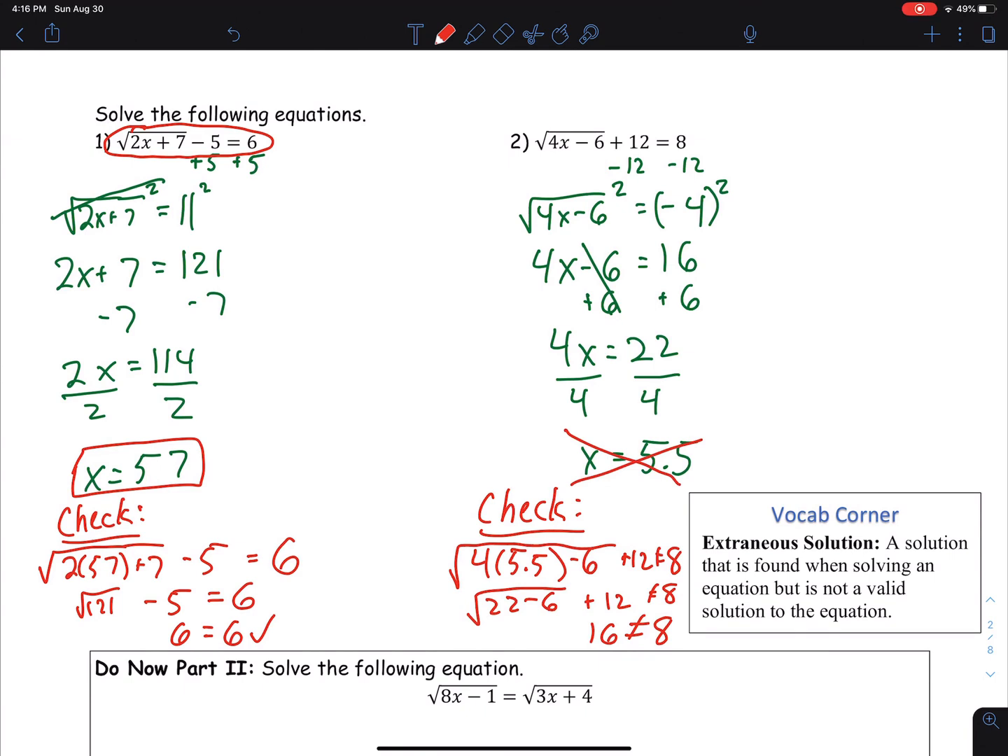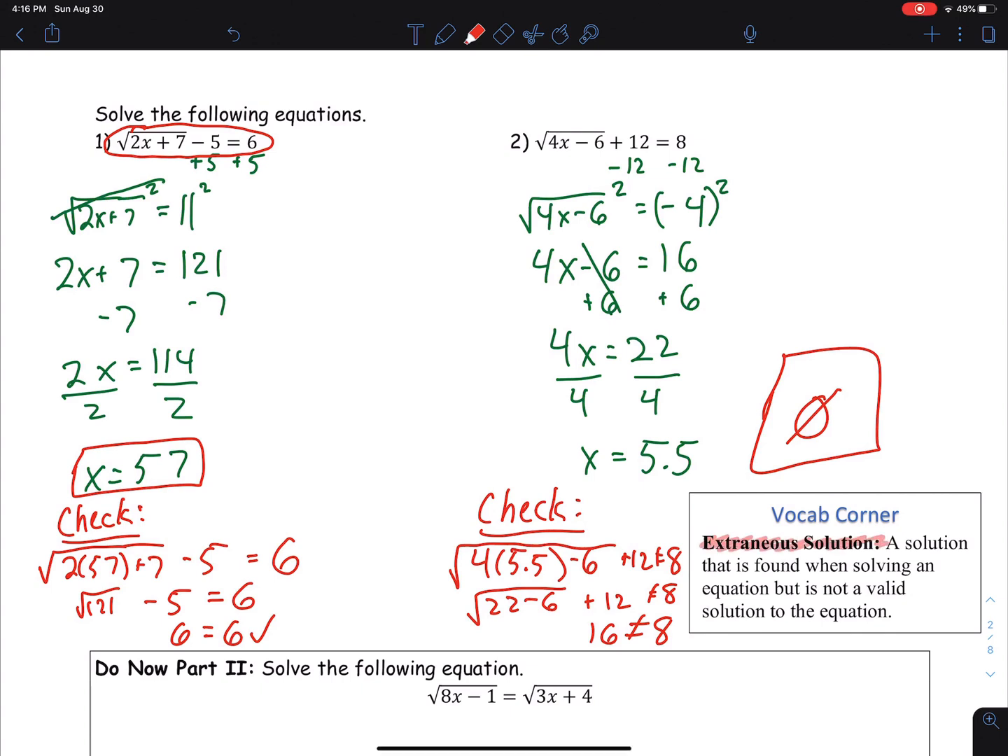We have no other solutions. So we have no solution. Our answer is no solution. That's why it's so important to check. Because if you don't check, you're just going to circle 5.5. But this is what we call an extraneous solution.